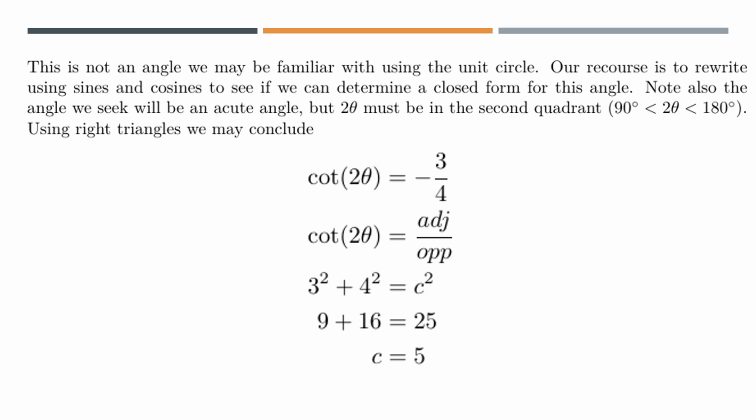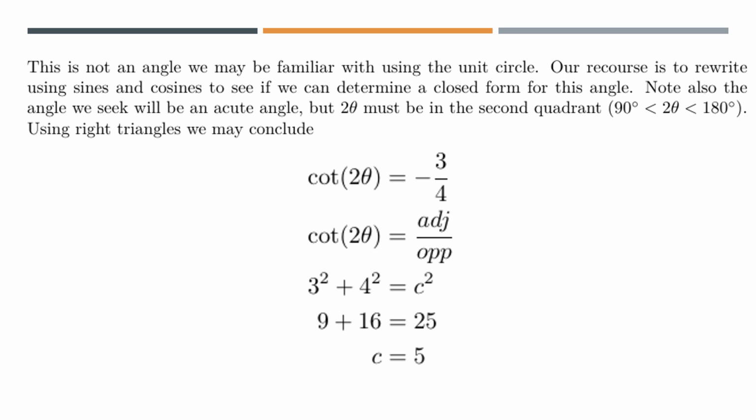This is not an angle we may be familiar with using the unit circle. So our recourse is to rewrite using sines and cosines to see if we can determine a closed form for this angle. Now the reason why we want a closed form is because we're going to take the cosine and the sine of this angle. So I don't want to do approximations unless I absolutely have to. So what we're going to do is use some trigonometry here and some right triangles.